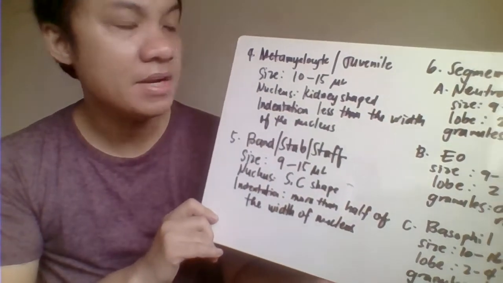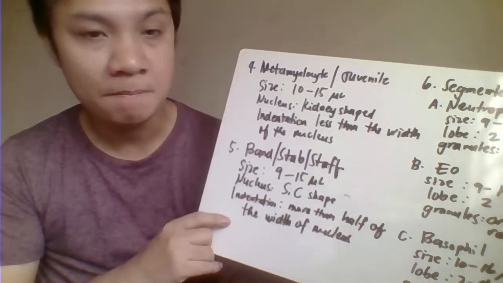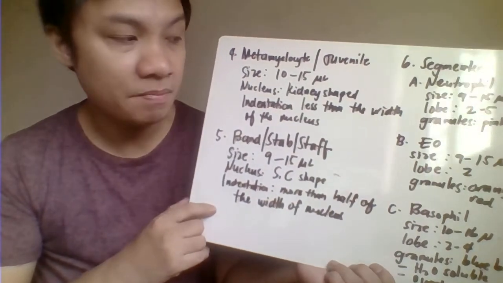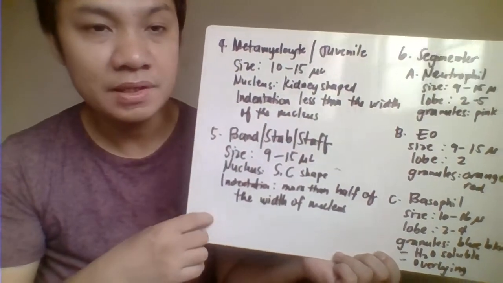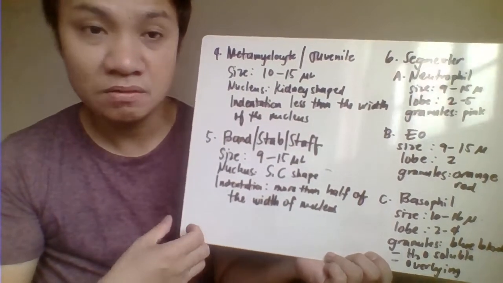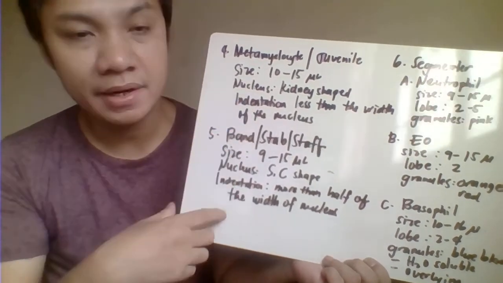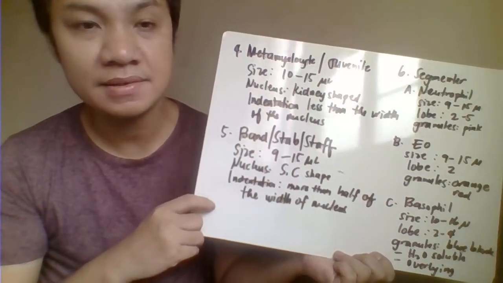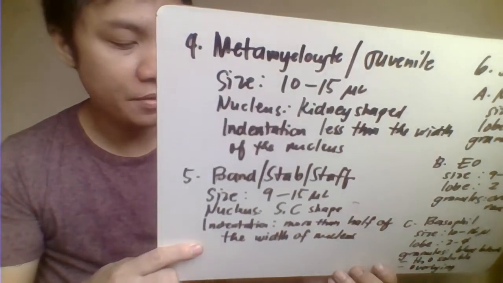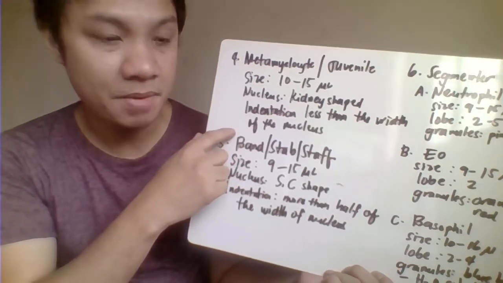The next one is the metamyelocyte, or juvenile. It measures 10 to 15 micrometers and is characterized by a nucleus having a kidney or bean shape, only that the nucleus indentation here is less than half the width of its nucleus. This stage is also characterized by the appearance of tertiary granules.